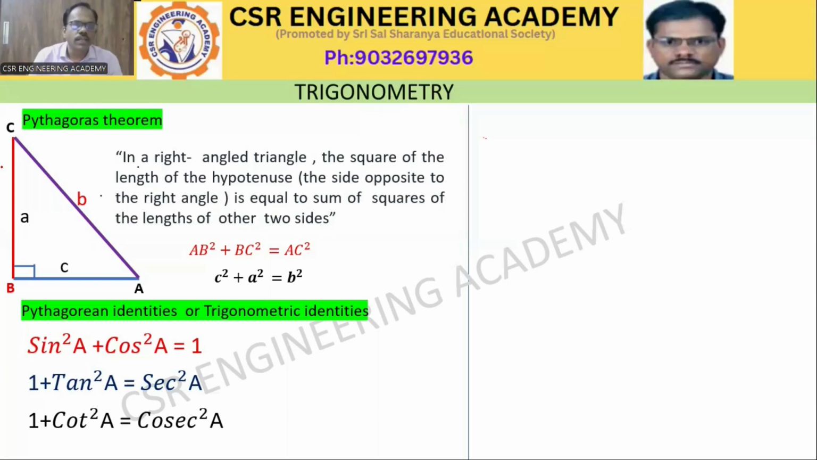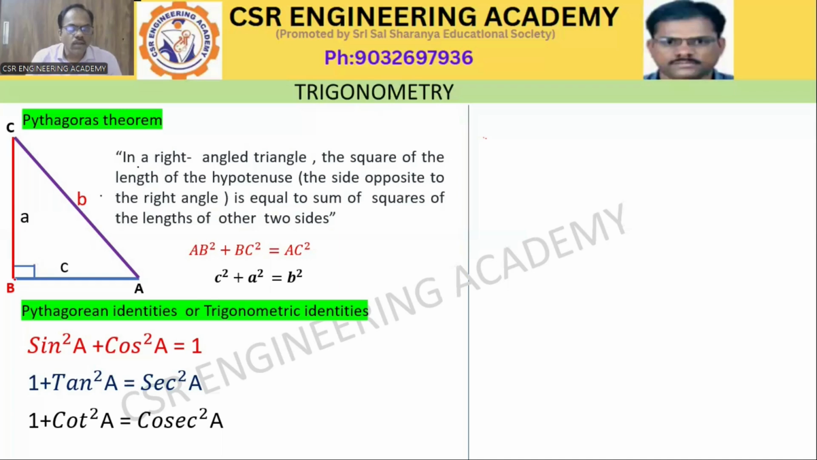Here, a right-angled triangle is given. The side opposite to the right angle is AC, BC is the vertical side, AB is the base. By definition, AB square, that is base square, plus BC square, that is vertical side square, is equal to hypotenuse square, that is slant side AC square.